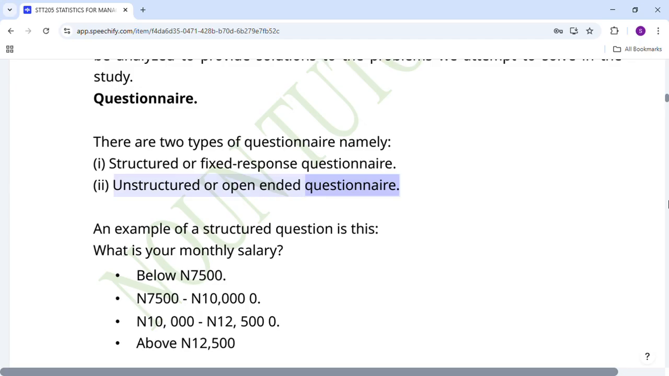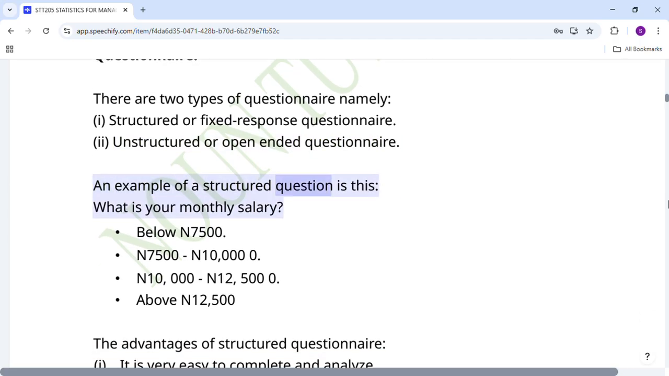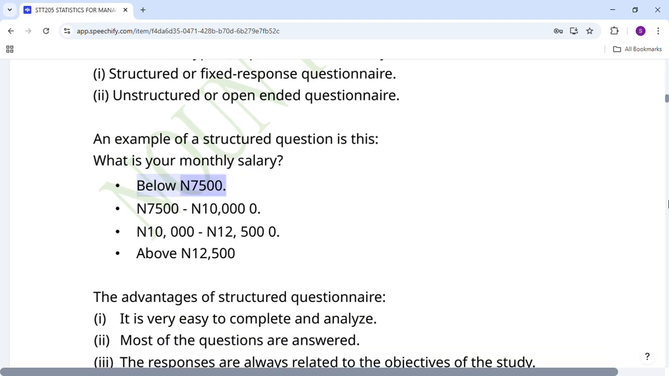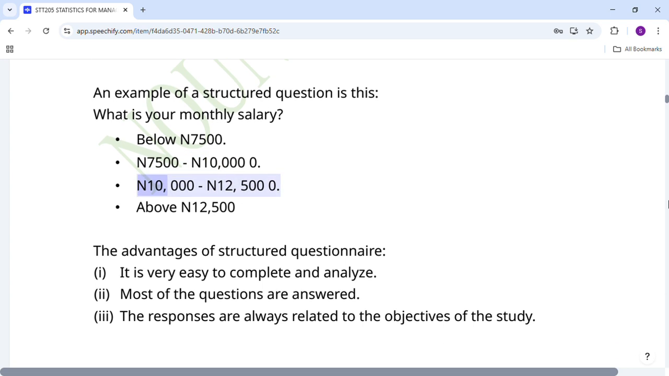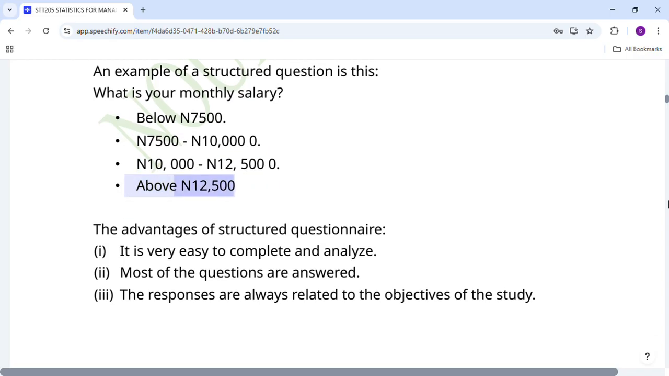2. Unstructured or open-ended questionnaire. An example of a structured question is this: what is your monthly salary? Below N7,500, N7,500 to N10,000, N10,000 to N12,500, above N12,500.